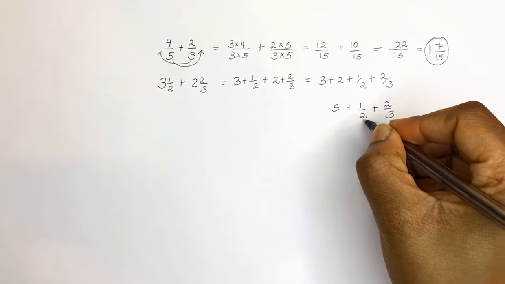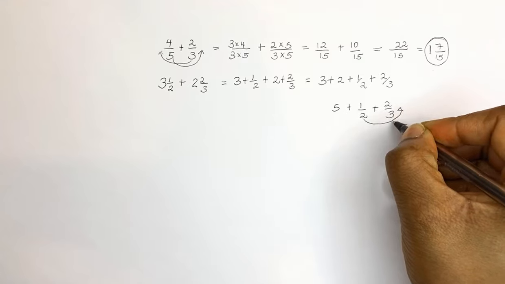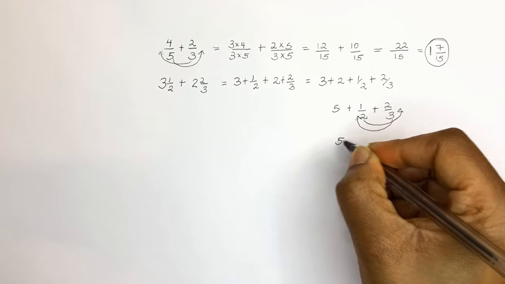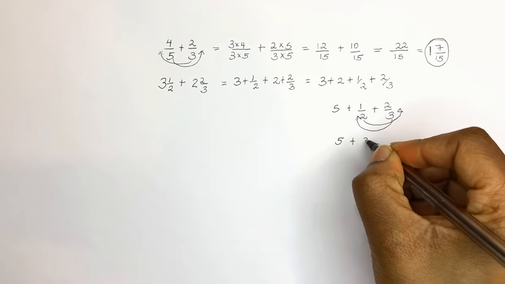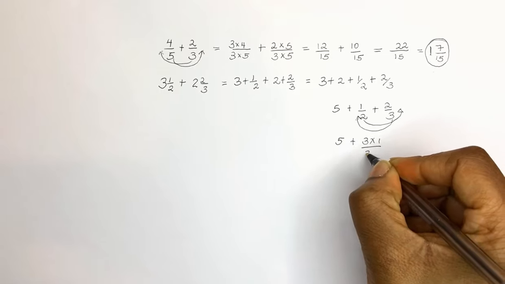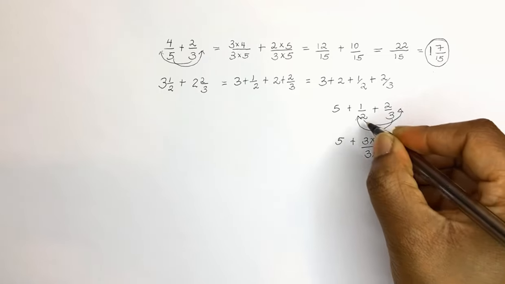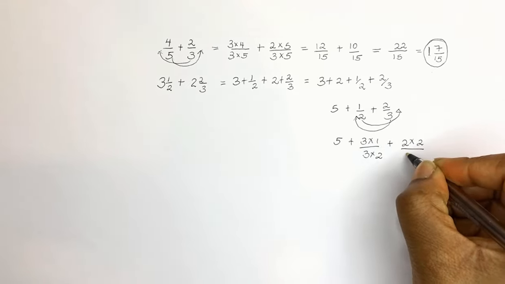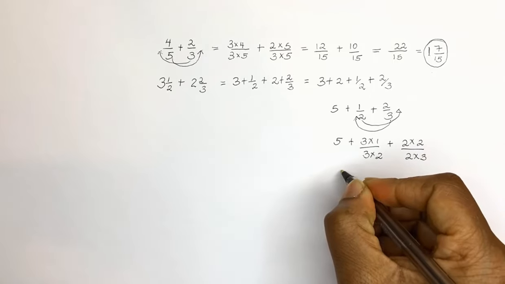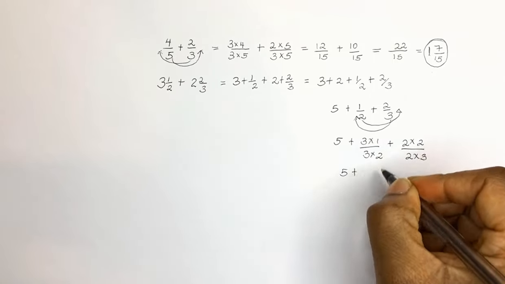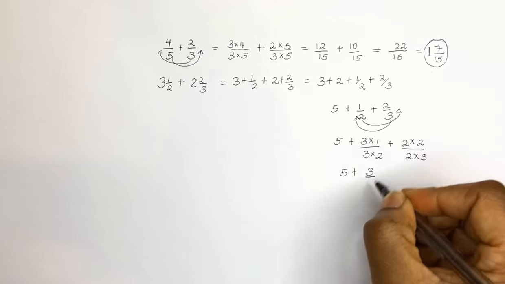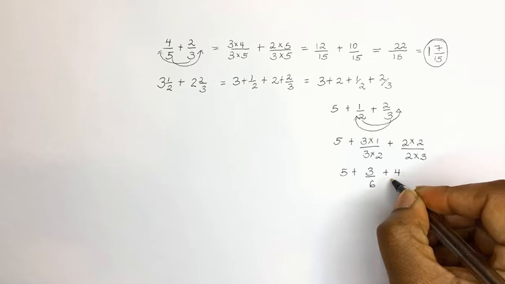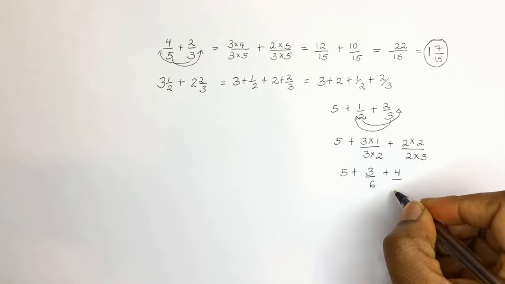We will multiply the 3 to the bottom number on this side of the fraction, and then the 2 on this other side of the fraction. And we can rewrite it again as 5 plus, so this side is 3 times 1 over 3 times 2, plus, then on this other side, 2 times 2 over 2 times 3. And then we come up with 5 plus 3 times 1, 3, over 3 times 2, 6, plus 2 times 2, 4, over 2 times 3, we get 6.